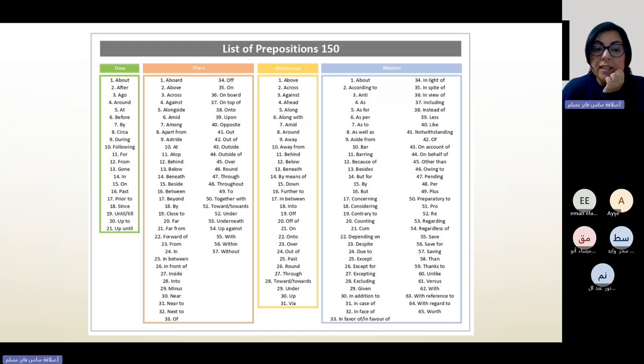And this is a list of the most common, or actually these are almost all, 150, yeah. These are almost all the prepositions that are used in the English language. Also, when you have time, learn them by heart. They will help you to improve your writing skills and even your speaking skills, okay? Because you will be able to use a variety of prepositions and adverbs in your writing or in your speaking.